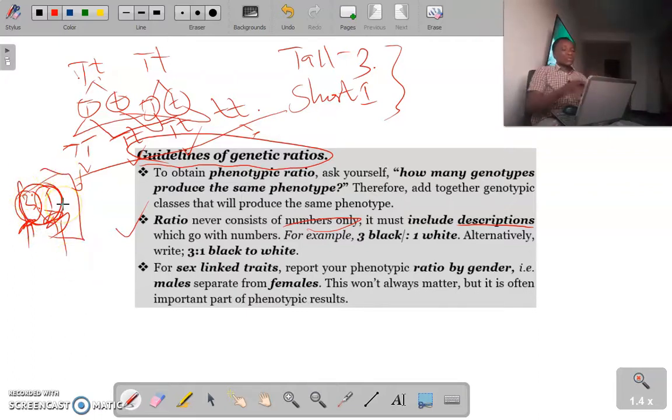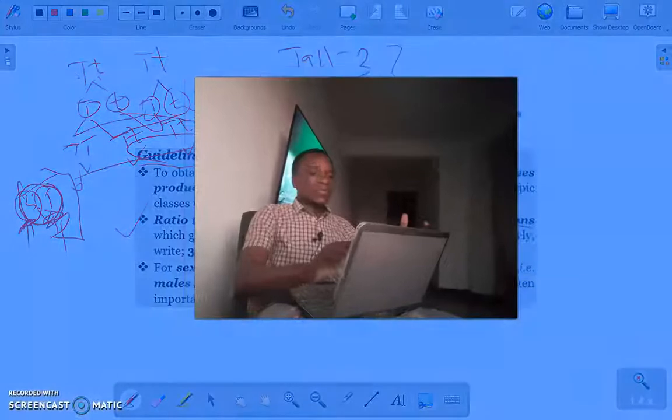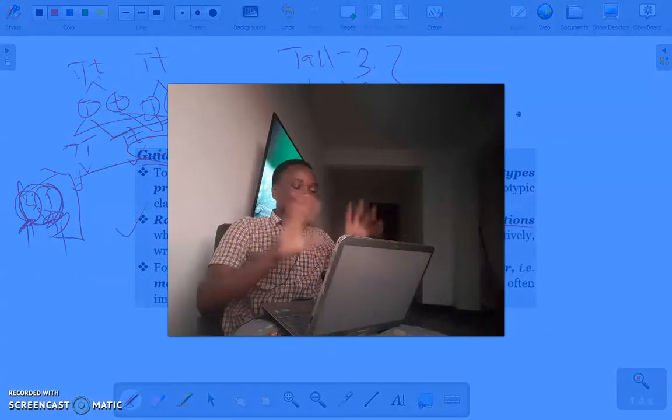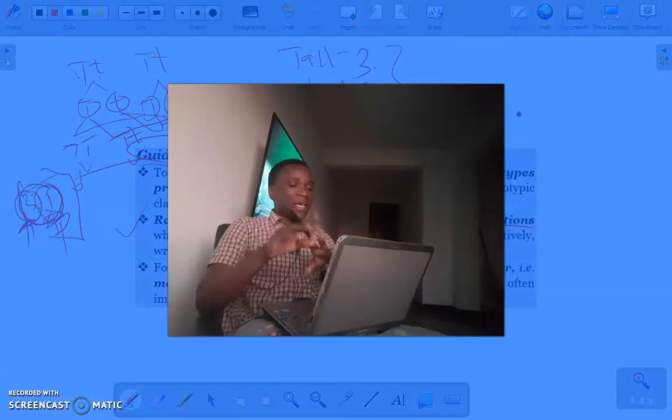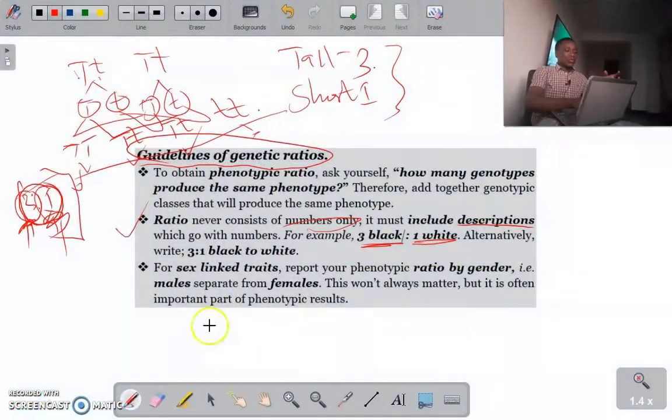So how are you going to put it? Now, some people put it like this, maybe 3 black:1 white. Now that is one of the most common ways to present the ratio. If maybe you don't know other alternatives, the easiest one is just to use this. Just the 3 black and 1 white.